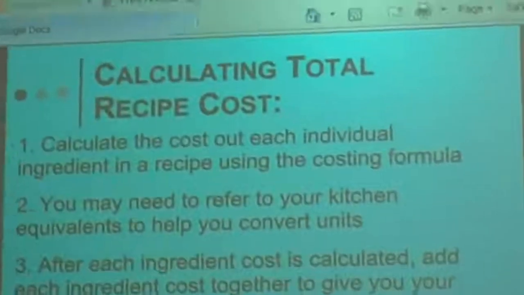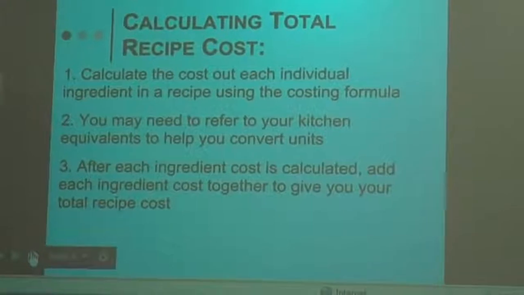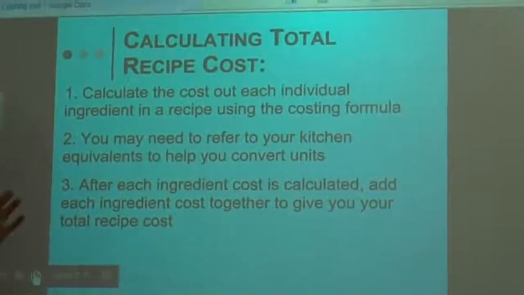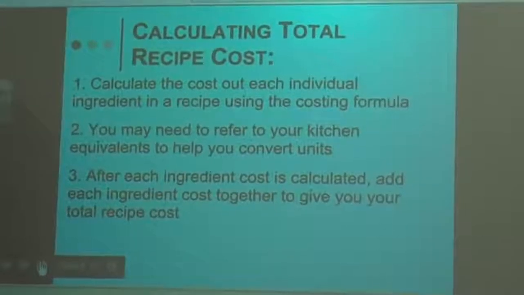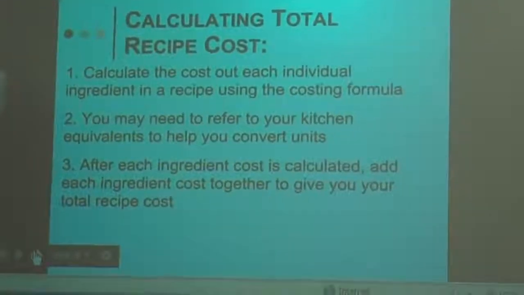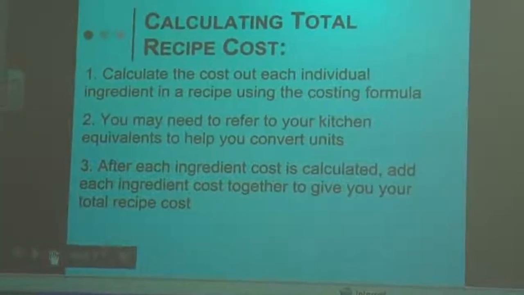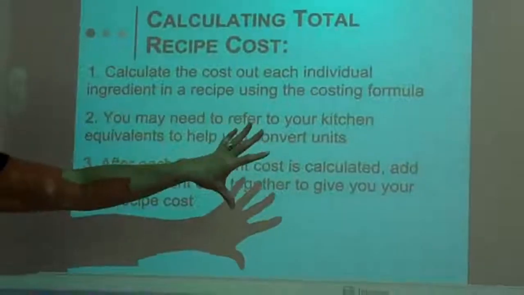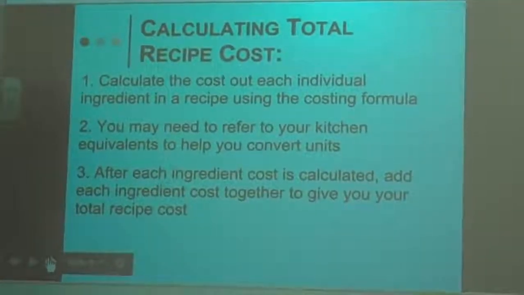All right, now to calculate your total recipe cost, you have to cost out every single ingredient there is. You may need to refer to your kitchen equivalents if you can't remember all of them, which is now really testing how well you remember all of those. 3 teaspoons to a tablespoon, 16 tablespoons to a cup. After every ingredient's been calculated, you add it up, and that gives you your total recipe cost.